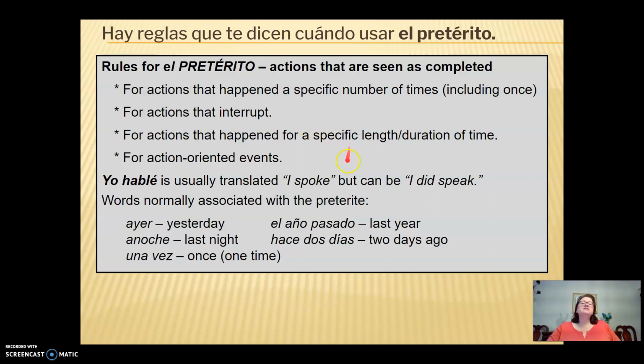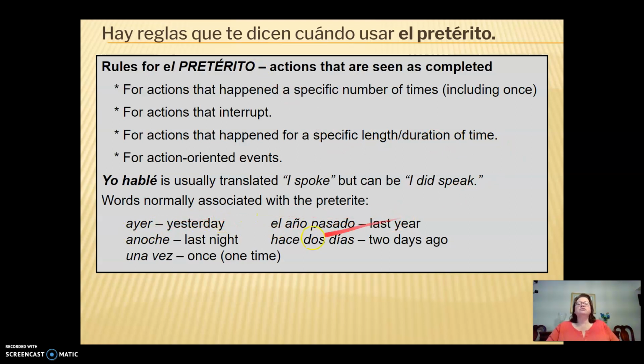For actions that happen for a specific length or duration of time. So I studied for 3 hours. I know exactly how long it happened. That's going to be the preterite. And then for action-oriented events, again, it's a very specific action or it could be a series of actions. So for example, yo hablé is usually translated, that's the preterite, I spoke. It can also be I did speak.